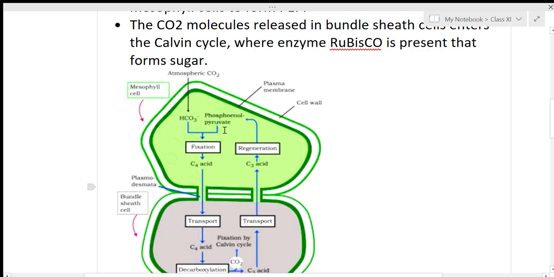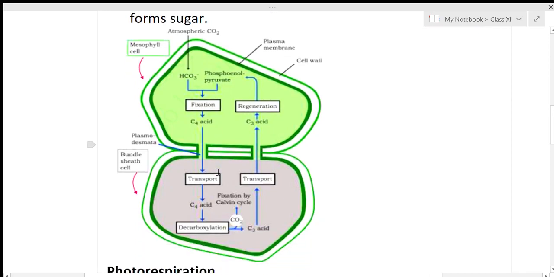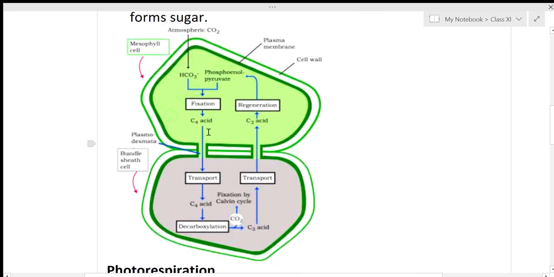The primary acceptor, phosphoenol pyruvate, combines with CO2. Firstly, it is converted into bicarbonate ions. So we can say that CO2 is fixed by the phosphoenol pyruvate to form the 4 carbon compound oxaloacetic acid. Now this 4 carbon compound, OAA, is transferred into the bundle sheath cell. We can see that this C4 acid is transported into the bundle sheath cell, and there it is converted into another compound.